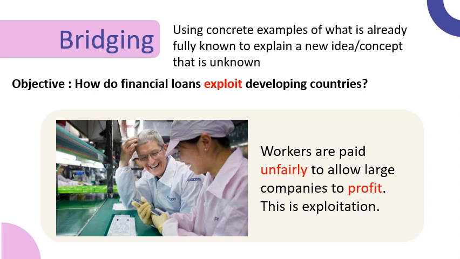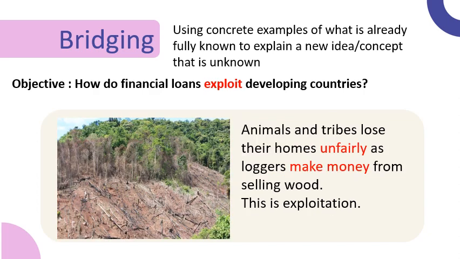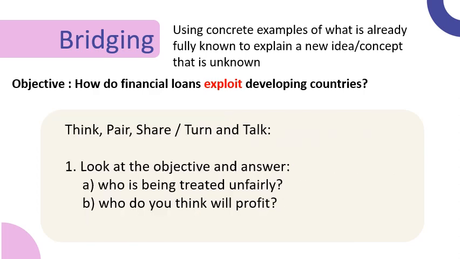This is exploitation. Students are beginning to get an understanding possibly of what exploitation means, but we're maybe not 100% yet. I've got a rainforest. We maybe studied rainforests last year, and I'm saying here that animals and tribes lose their homes unfairly as loggers, those who chop the wood, deforest, make money from selling this. And I've got this concept of unfairly making money. This is exploitation.